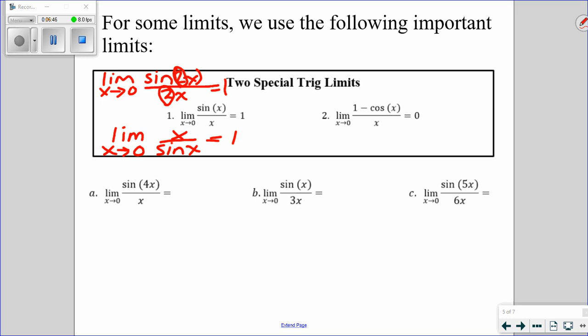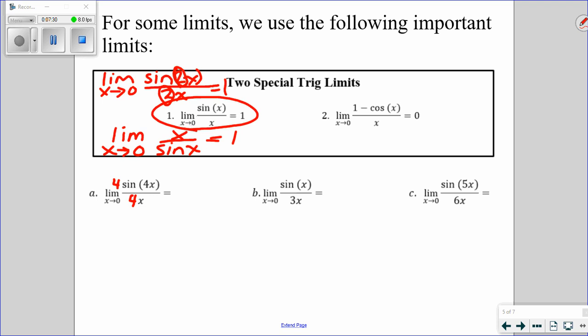Okay, so let's get to some examples down here. In our first example, we have the limit as x approaches 0 of sine of 4x divided by x. So here's the thing. We can use this limit, but because the numerator is sine of 4x, we need the denominator to be a 4x. Then that limit would equal 1. But if I multiply the denominator by 4, I also have to multiply the numerator by 4. That way I'm just multiplying by 4 over 4, which is 1. It's not going to change anything. We're just manipulating it.